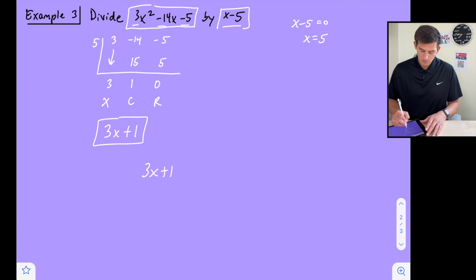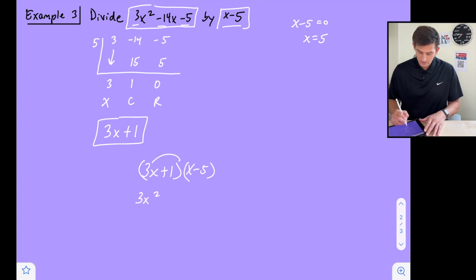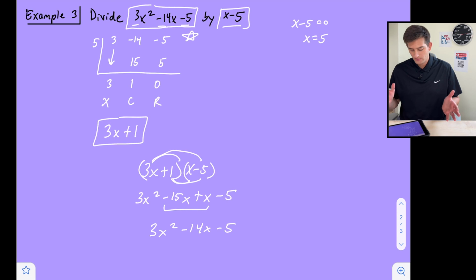So we have 3x plus 1, and we're going to multiply that by x minus 5. Okay, and so we have two binomials being multiplied, so we can just FOIL. So 3x times x would be 3x squared. 3x times negative 5 would be negative 15x. 1 times x would be x, and 1 times negative 5 would be negative 5. Combine our x terms in the middle, so 3x squared minus 14x minus 5. And notice that is what we had at the beginning. And so that's a way for us to check our work, and that is how we can use synthetic division as a shortcut to dividing polynomials.